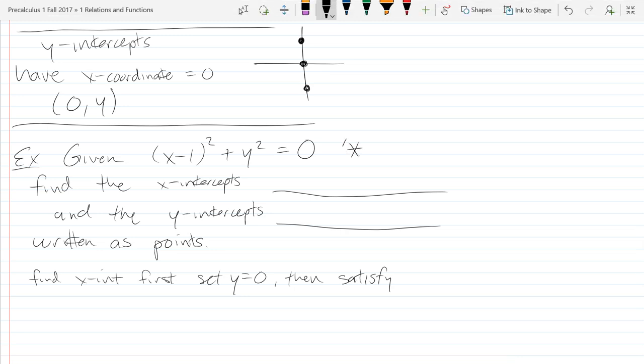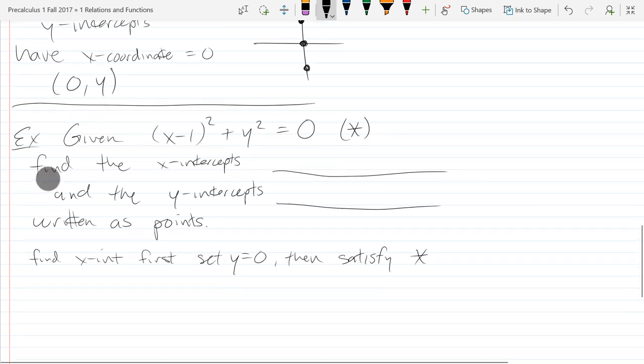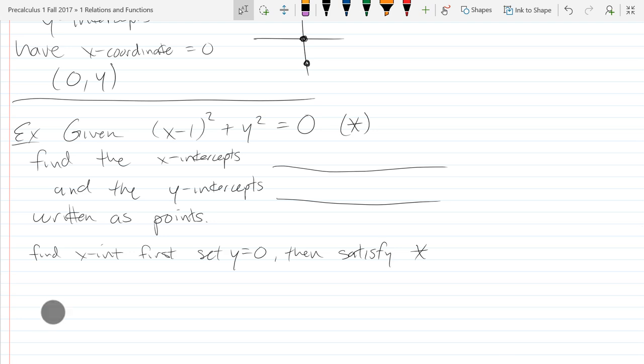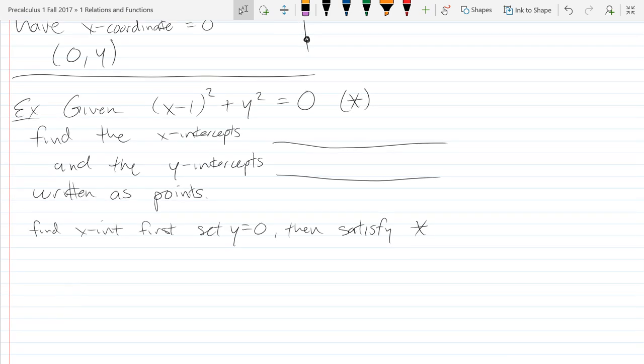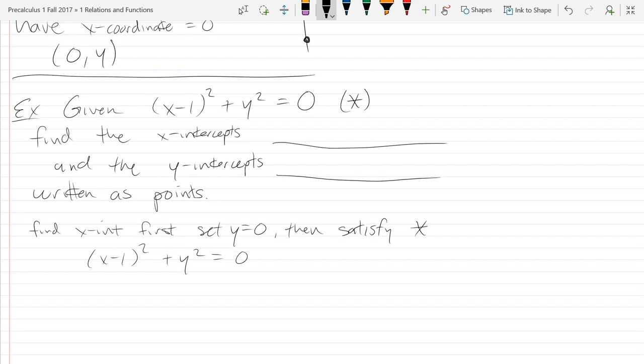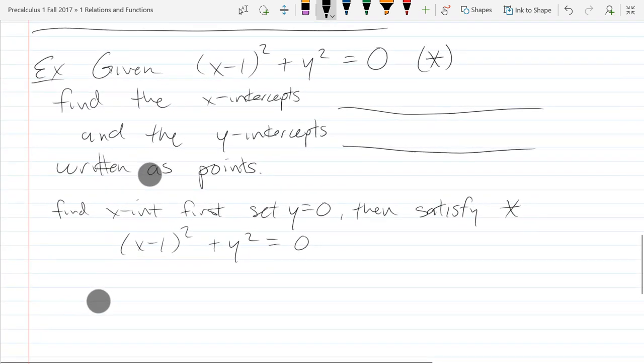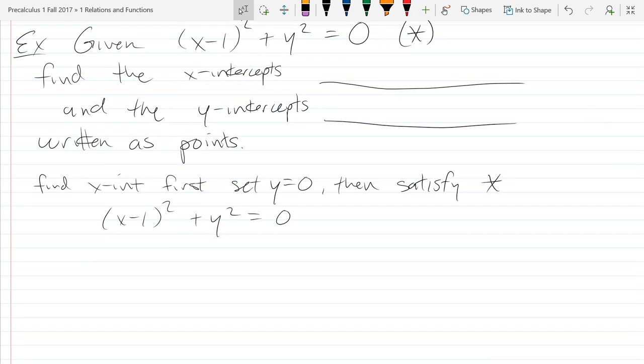And a very useful thing to do in math is use a little asterisk when you want to refer to something else that you don't want to keep writing: the original equation, the original equation, the original equation. So I'm going to satisfy that equation right there at the top that I'm using an asterisk to refer to. So I'm going to rewrite it, and I'm going to substitute in 0 for y.